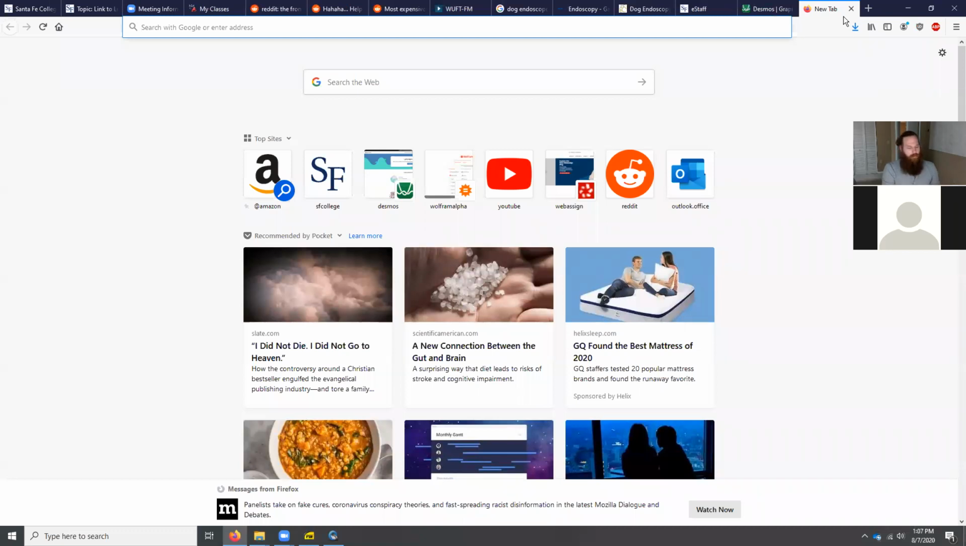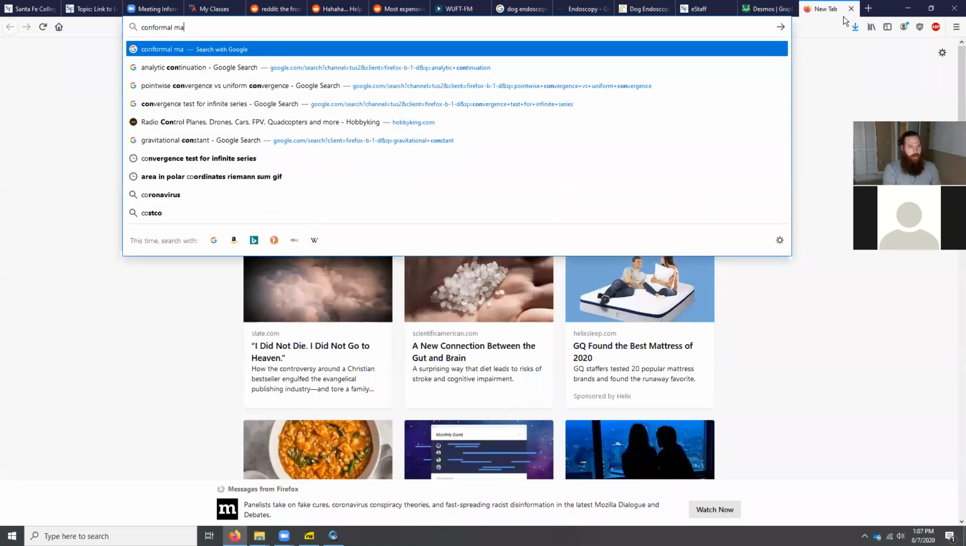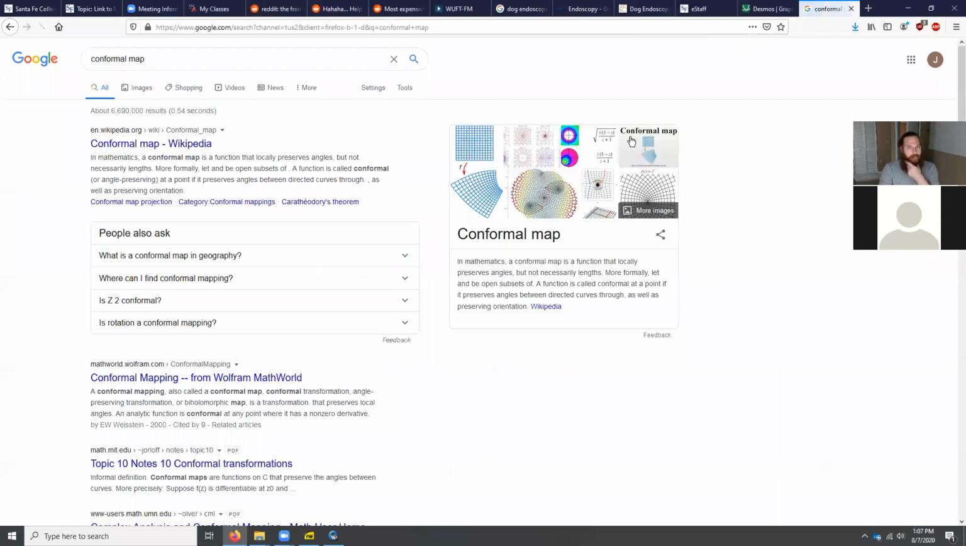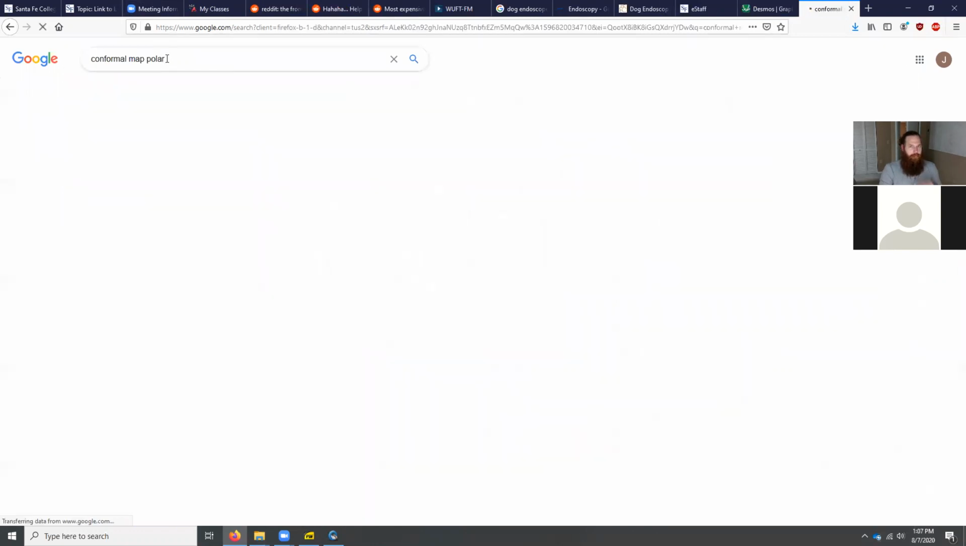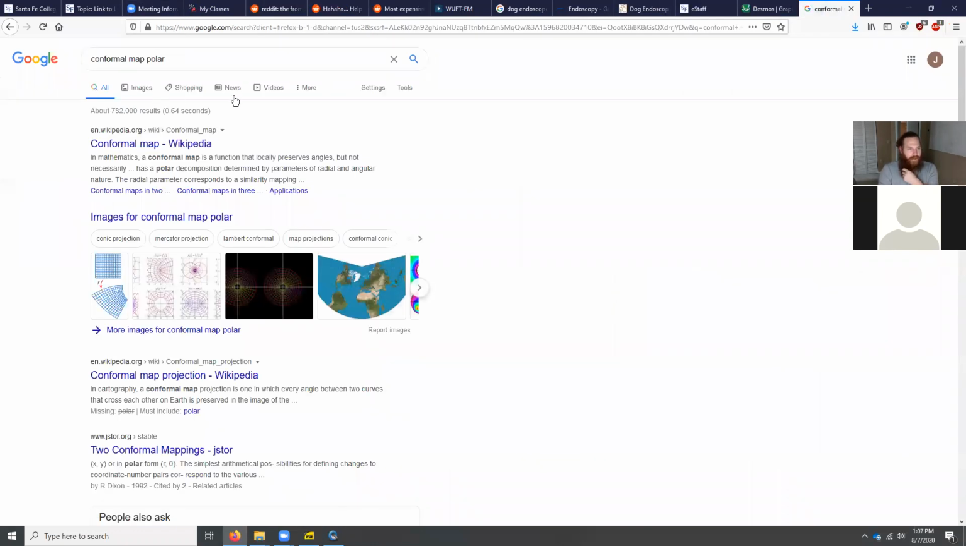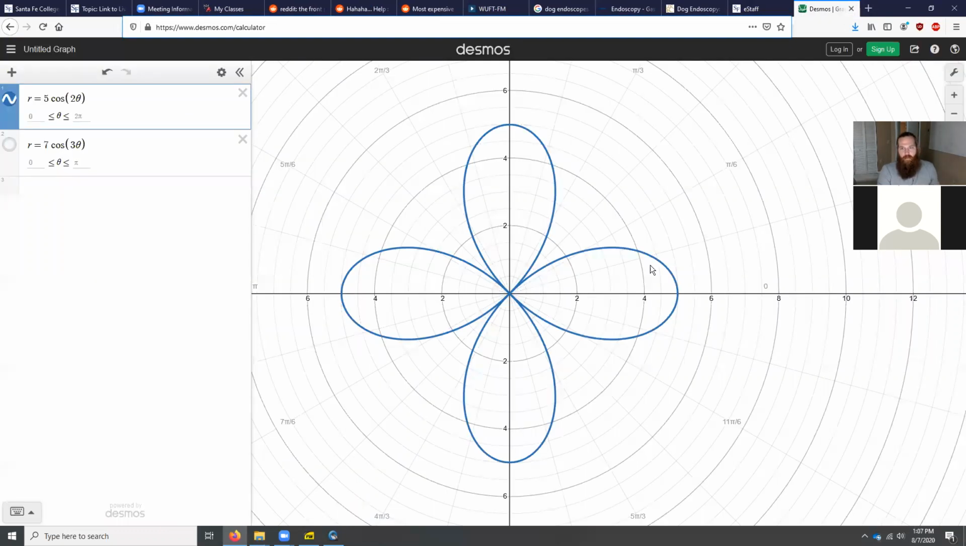Where could I find this? Maybe under conformal map. Yeah, we're getting closer. Conformal map, polar. Nah, but it's something kind of like this. I do have to get out of here now, unfortunately. Yeah, kind of like when you fold up a dumpling. That's actually a good analogy.